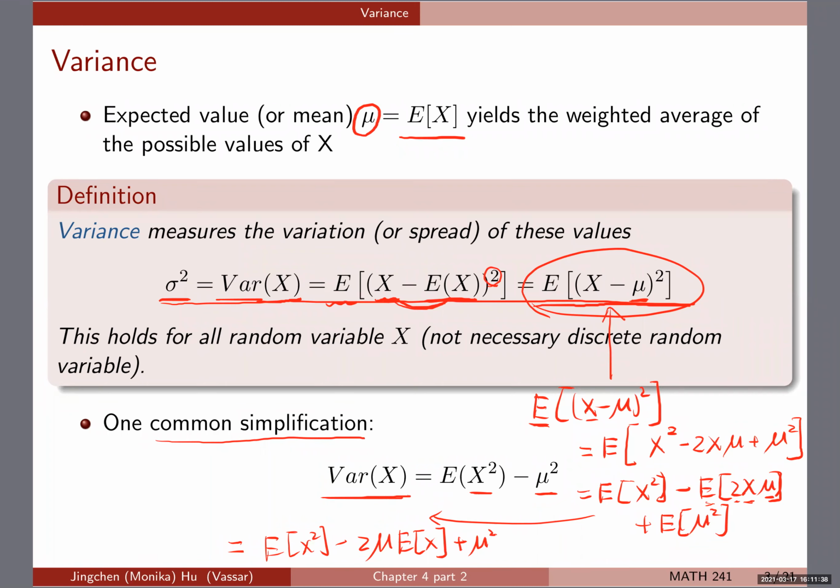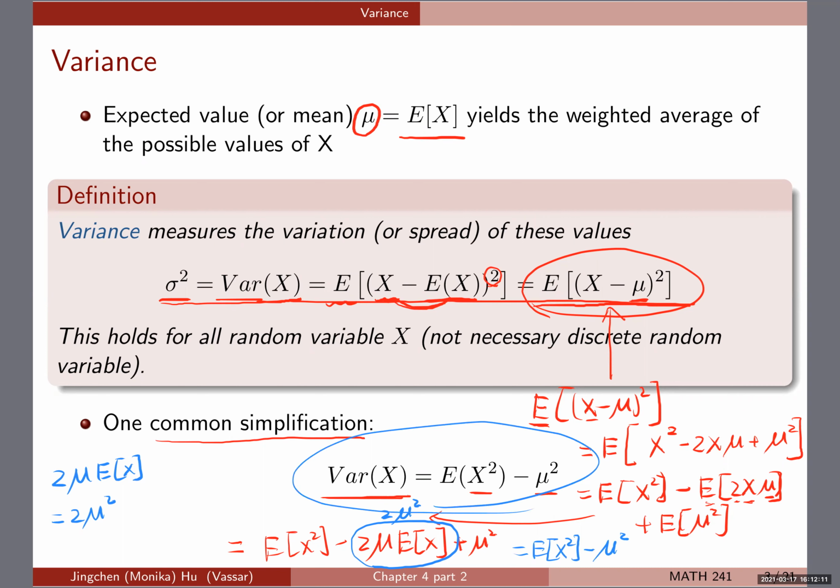Okay, so the last step to see why the common simplification works is to see this part. 2 mu times the expectation of x. Remember, for the expectation of x, we also use mu to represent it. So this whole thing actually becomes 2 mu squared. We minus 2 mu squared plus 1 mu squared. So this whole thing becomes the expectation of x squared minus mu squared. So that's why we have just shown why this common simplification works.